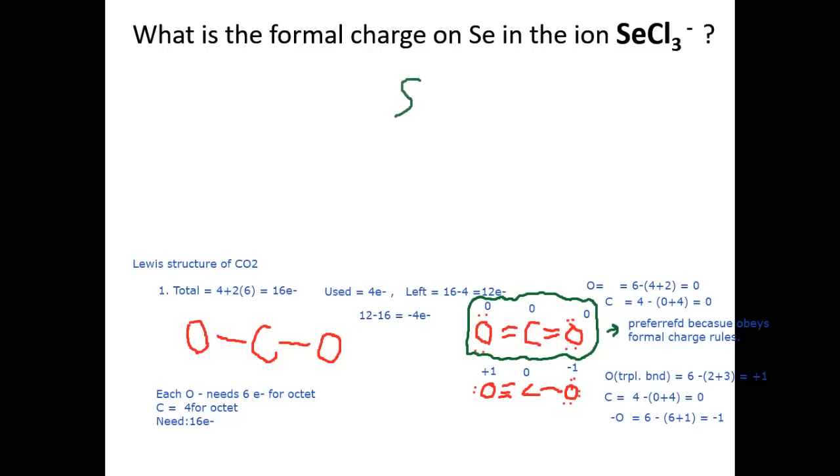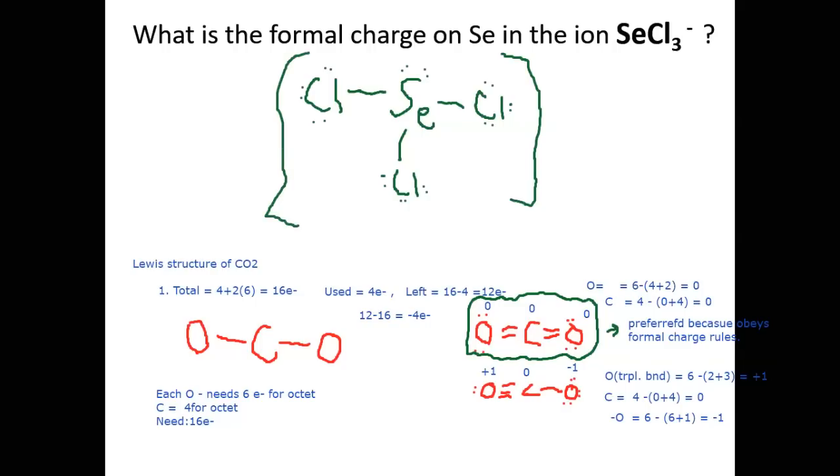So let's redraw selenium trichloride ion. This is the Lewis structure we drew for selenium trichloride ion at the very beginning. Let's calculate the formal charge of each of these species and see where the negative charge is. For selenium, we have 6 valence electrons minus 4 lone electrons plus 3 bonds equals negative 1.